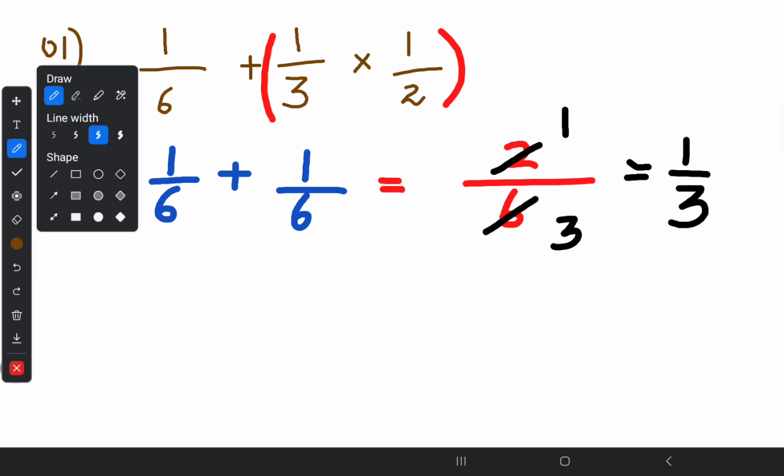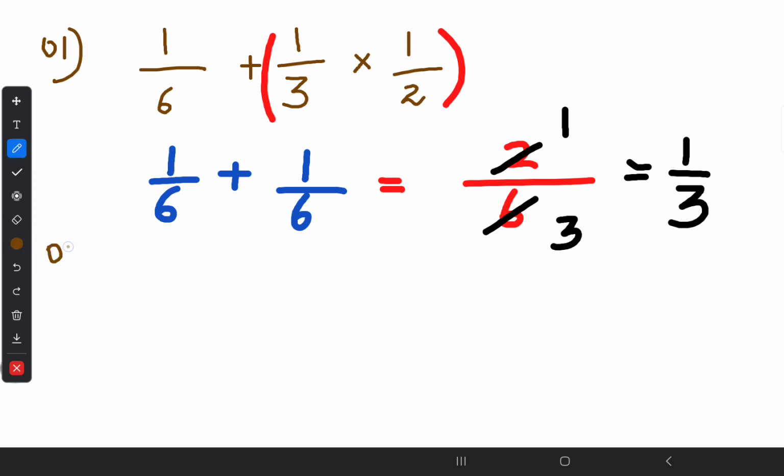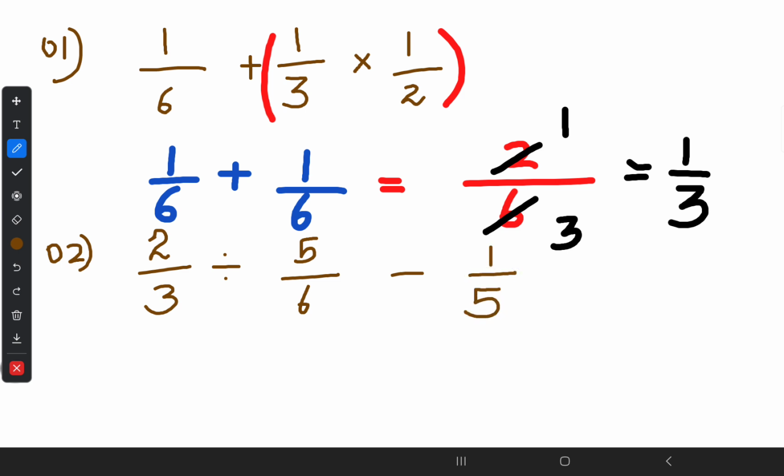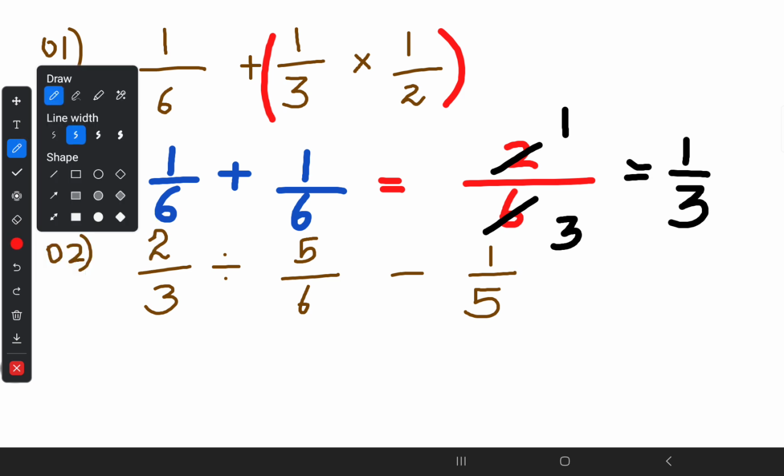Okay, let's try one more question as well. In the second question, we will have 3 over 2 divided by 6 over 5, subtracted by 5 over 1. Okay, this is our question. We are going to do the question according to the fractional order.